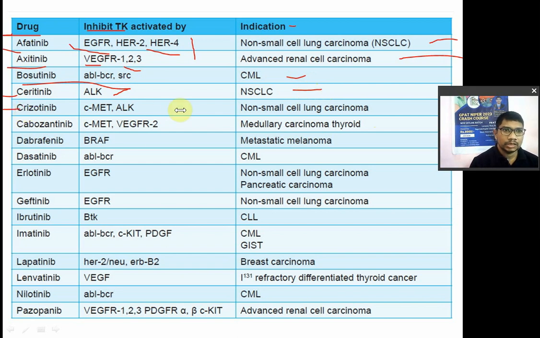Crizotinib inhibits the tyrosine kinase activity increased by c-MET and ALK. So again useful in non-small cell lung carcinoma. Cabozantinib is a targeted drug useful in medullary carcinoma of the thyroid. Dabrafenib is useful in metastatic melanoma. Dasatinib is useful in chronic myeloid leukemia. Erlotinib is a targeted drug for tyrosine kinase activated by epidermal growth factor receptor, useful again in non-small cell lung cancer and pancreatic cancer.